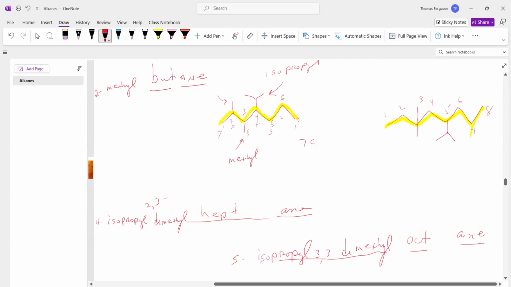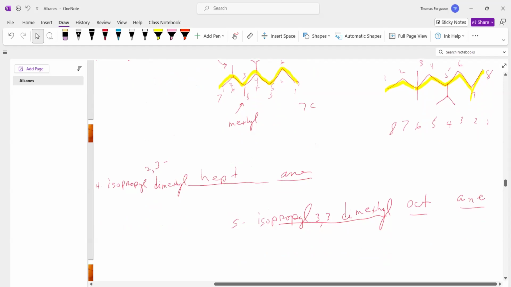Professor, for the isopropyl, couldn't we go from the right side and it'd be 4? All right, if we number it from the right side, we're going to have 4-isopropyl, 6,6. Oh, so we have to go one way for both. Yes. Okay, that makes sense.